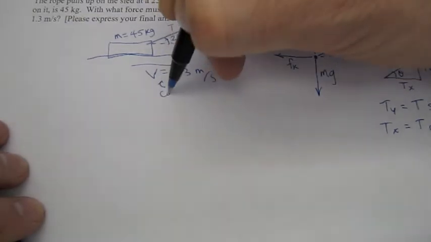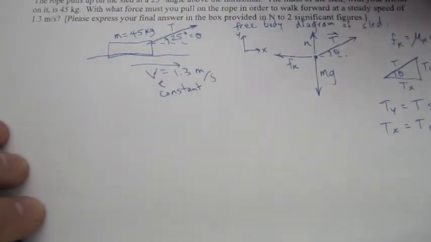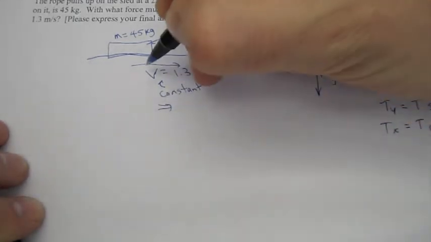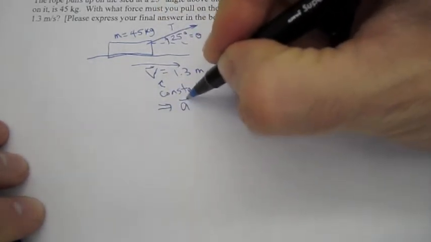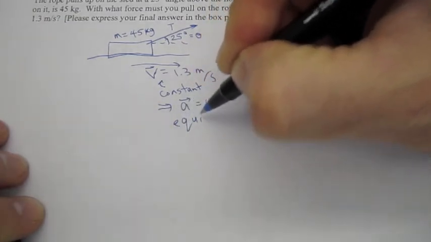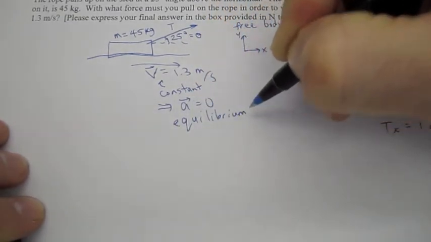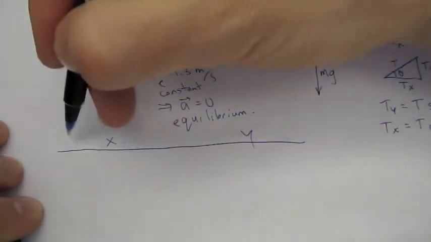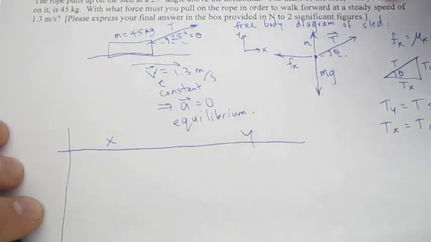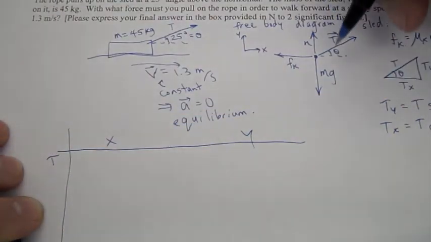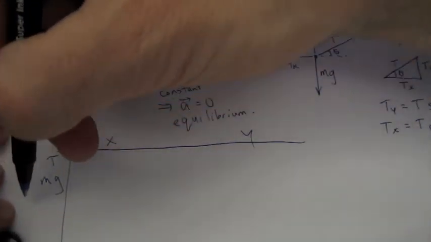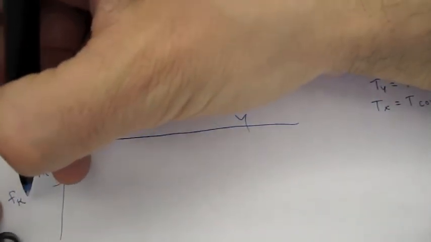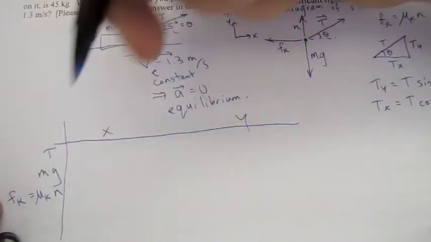This v is constant, and so what that means is that the acceleration is 0. Or the velocity, I guess, is constant. So acceleration equals 0. So this is equilibrium. So all we need to do here is just balance all these forces in the x and y directions. So let's make a table, x and y. I'm going to list all the 4 forces that are acting on this. Let's start with tension, and we'll go clockwise. We've also got mg, and we've also got F sub k, which equals mu sub k times n.